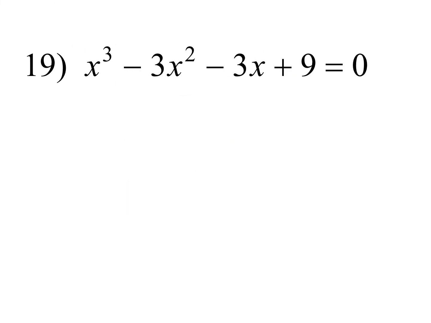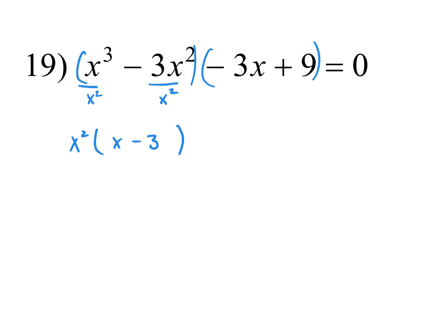What do I do first for number 19? Group them. Group the first two, group the second. What's the greatest common factor I can take out in the first group? X squared. So I'm taking out an x squared. What am I left with? Perfect, x minus 3. What's the greatest common factor I can take out in the second group?